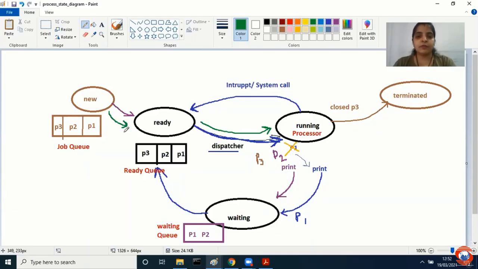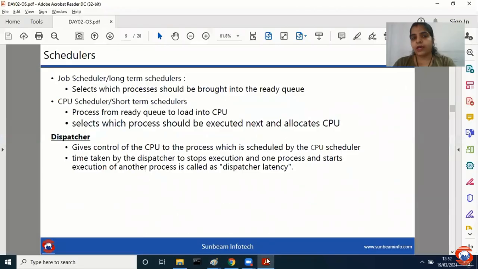So there should be someone who can take your application, your process, from this state to this state or from this state to this state. That is called schedulers. There are 2 categories of schedulers. One is a job scheduler, another is a CPU scheduler. Job schedulers are also called long-term schedulers. CPU schedulers are called short-term schedulers. These terminologies you need to remember.